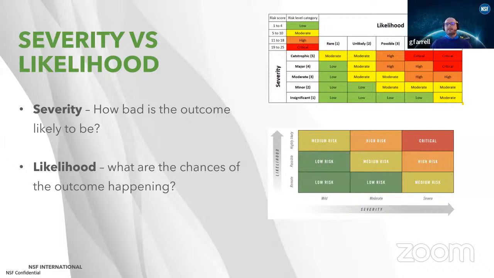Whereas the bottom one is a little simpler, and they've switched it around. They put the likelihood on the opposite axis of the first one. Keep it simple, make it applicable to your program. That's the key to this. The bottom one identifies likelihood a little differently than up top: remote, possible, highly likely. And for severity, they've got mild, moderate, and severe. So, two different matrices, the exact same thing we're talking about. Severity is essentially how bad is the outcome likely to be? Likelihood is, what are the chances of this outcome happening? And we put it into that grid.